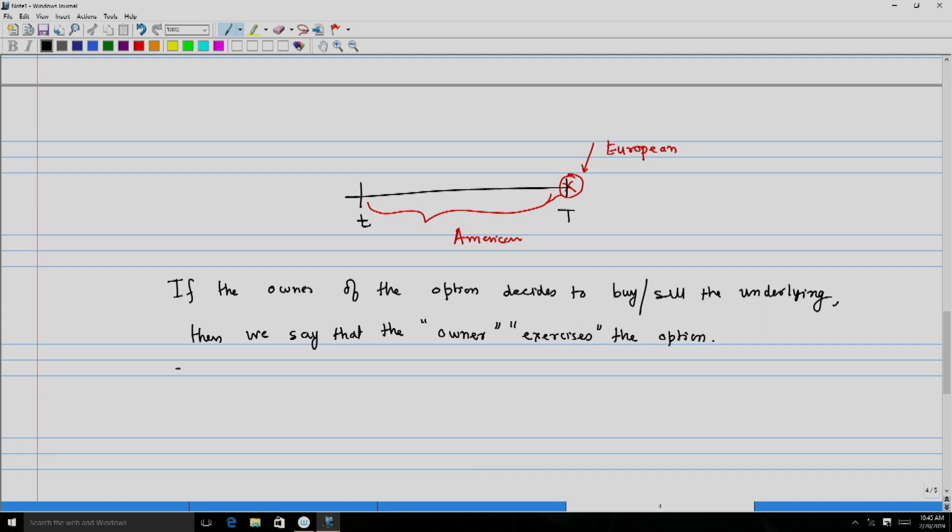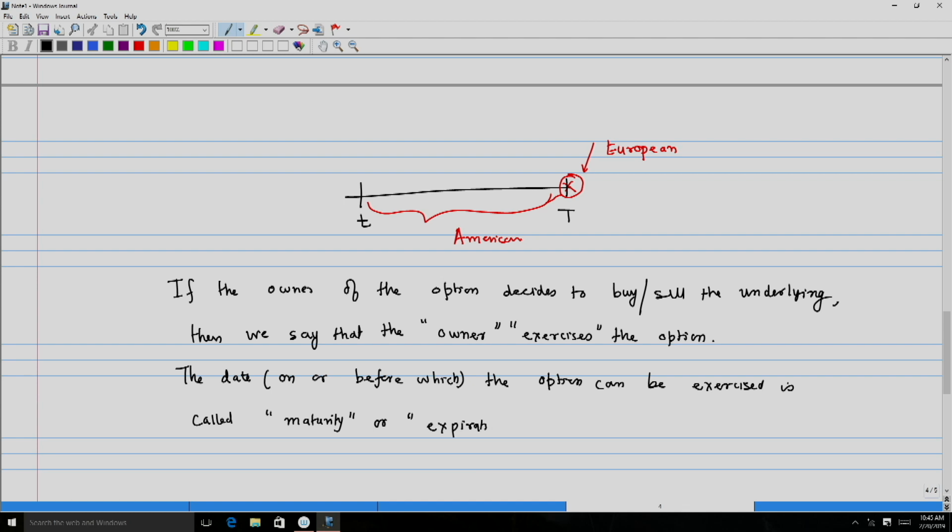Next, the date on or before which the option can be exercised is called maturity or expiration date. So, in this case, this capital T that we have here is what is known as the maturity or expiration.